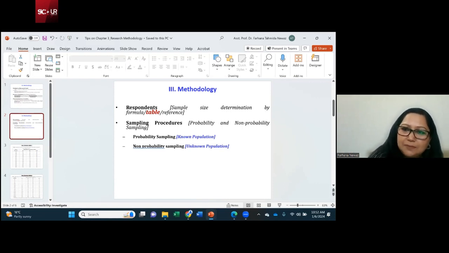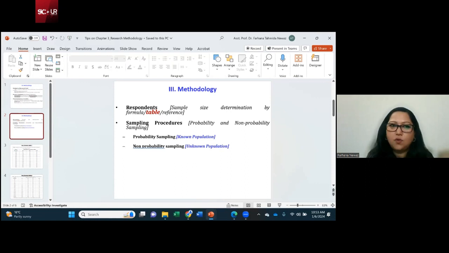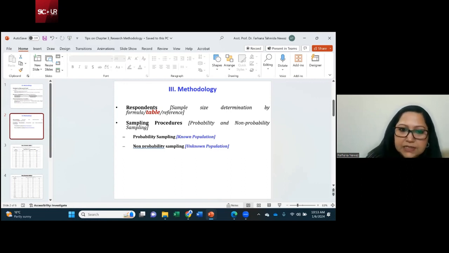Some students will say, oh, I am not getting the population size. Usually if you go for a governmental statistical report, an industry report or a company report, you can easily get the population size, or the respondents, depending on the context you are using. Based on that you need to come up with your population.